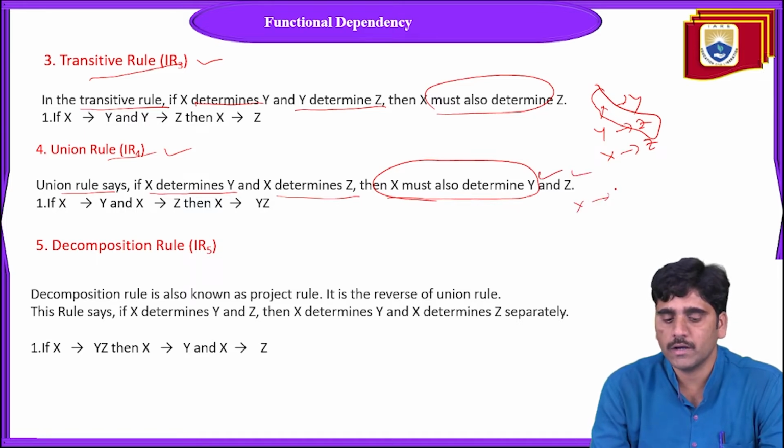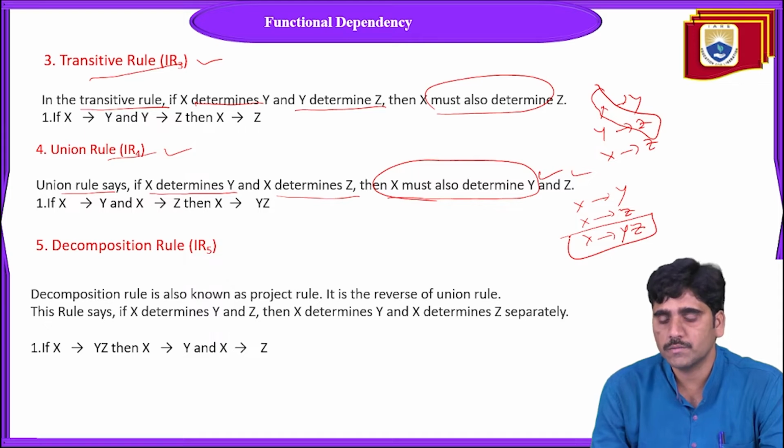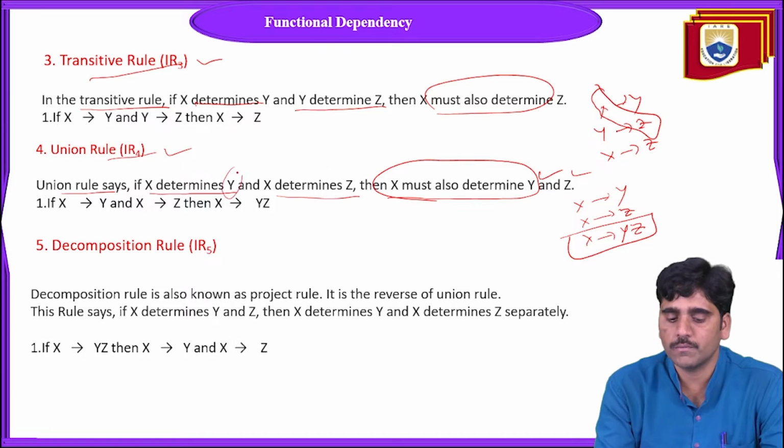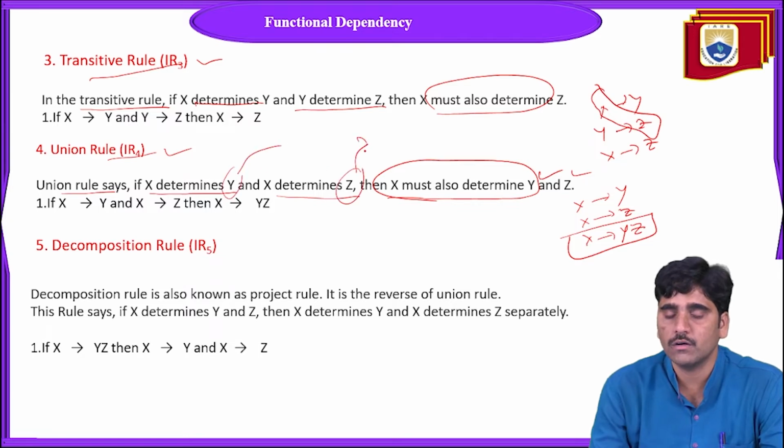If X determines Y and X determines Z, then X determines Y and Z. X determines Y and Z. So that is nothing but the union rule. That means the attributes from the Y table and the attributes from the Z table must be satisfied with the X table.